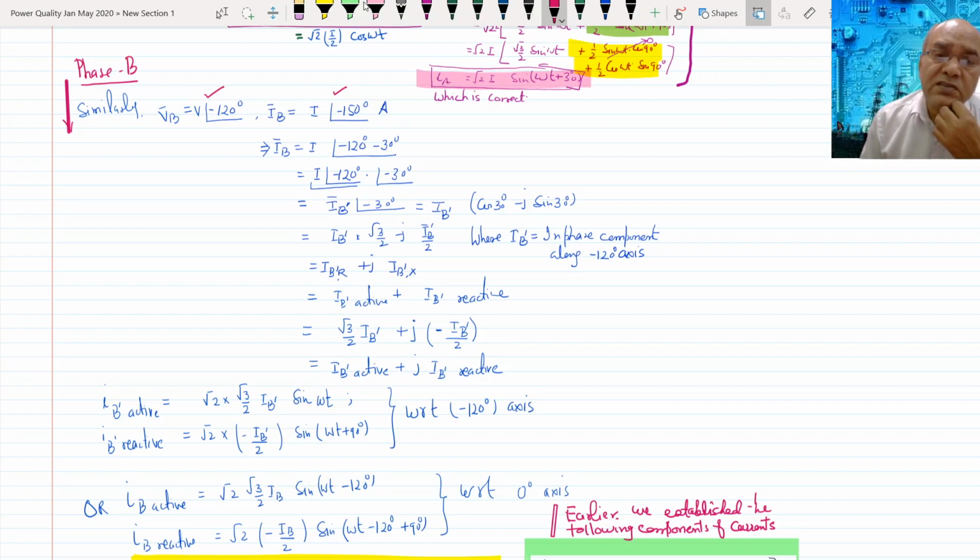Now there are two ways we can think about this. One is having the absolute angle of the current. Second thing is I have to observe this current with respect to phase B voltage, like previously we have observed phase A current with respect to phase A voltage. Similarly, we should observe phase B current with respect to phase B voltage. Then I have an idea about what forms the active and reactive components of the power, as well as the active and reactive components of current with respect to phase B.